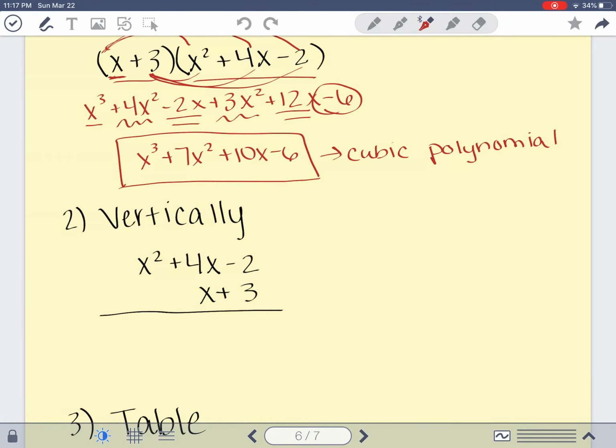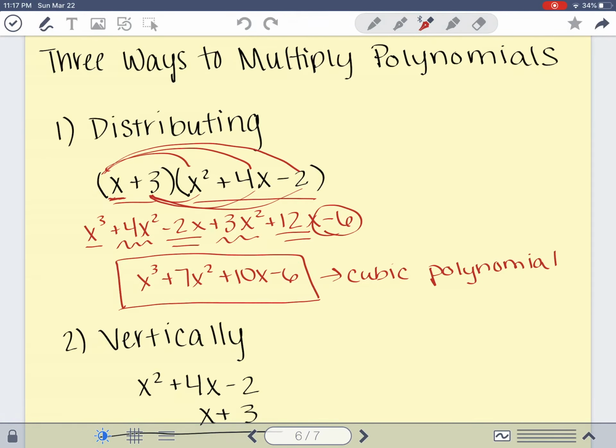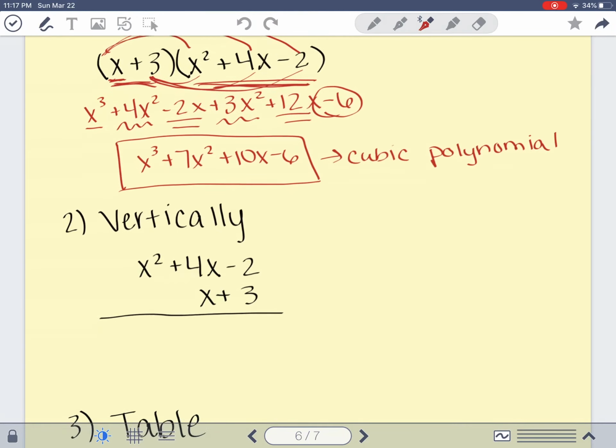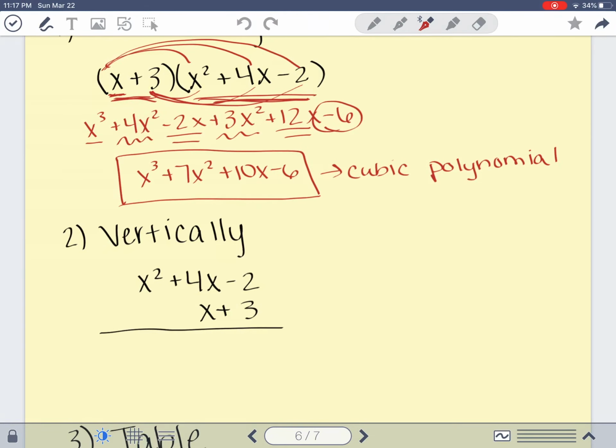So unfortunately we are going into a fourth video, but the last video was only a couple minutes long. So we are looking at a few different ways of multiplying the same polynomial. So we have a binomial and we are multiplying it by a trinomial. We just did distributing. So now we are going to look at multiplying vertically.